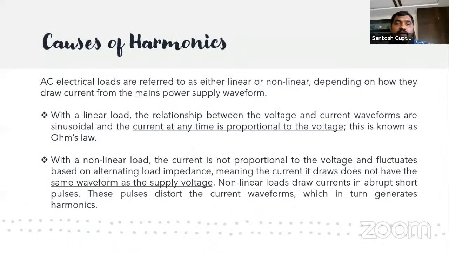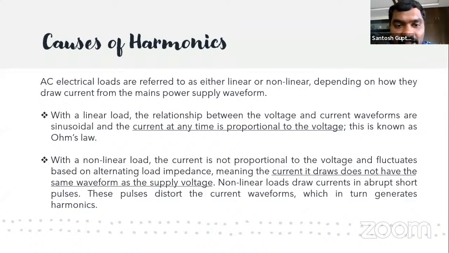Okay. So what are the causes for these distorted waveforms in the system? Before that, we need to see what types of loads we have in our electrical system. There are two types of loads: one is linear and the other is non-linear. What are the linear loads?